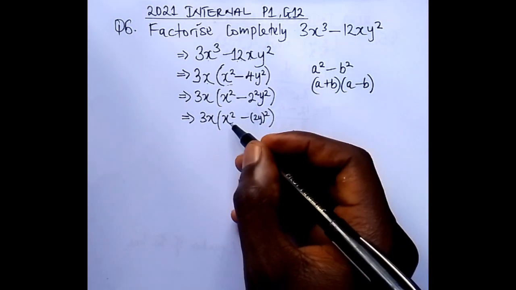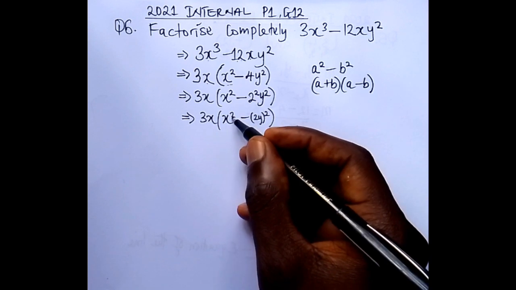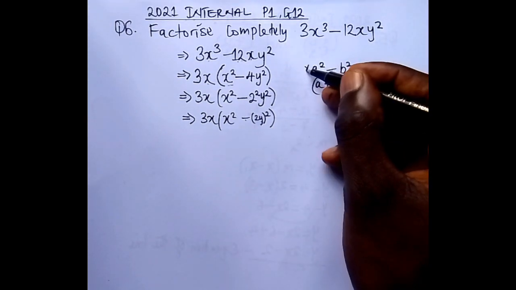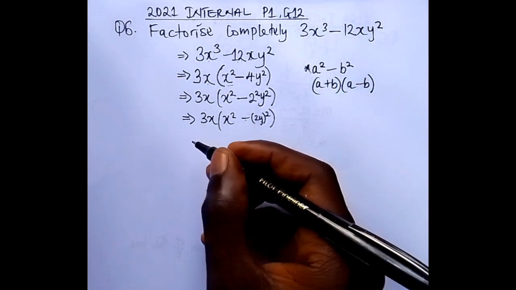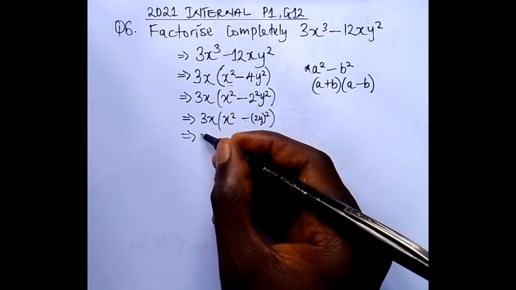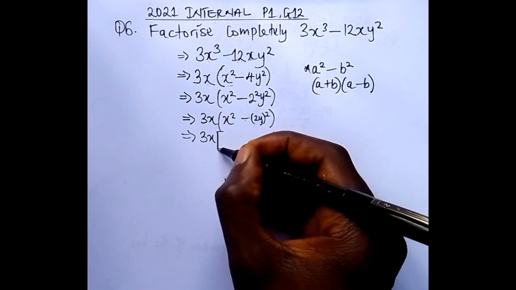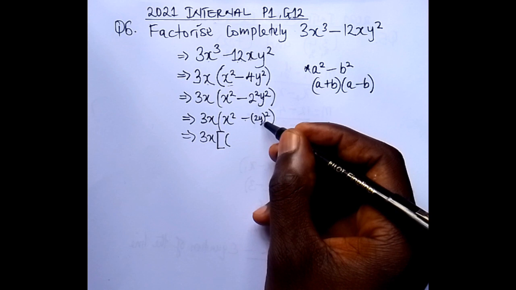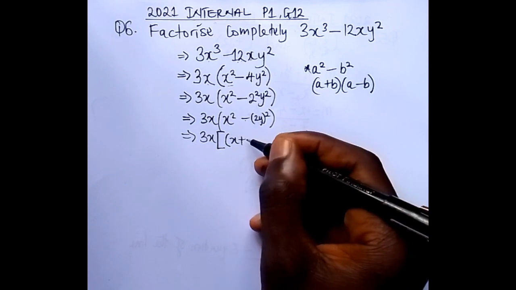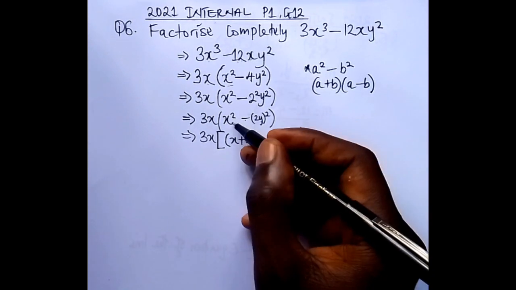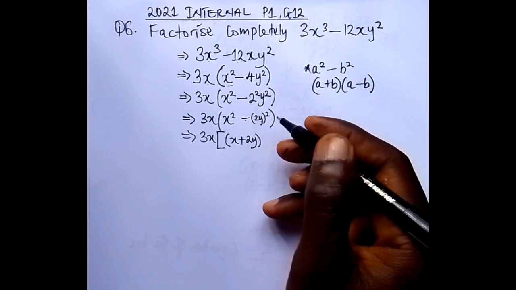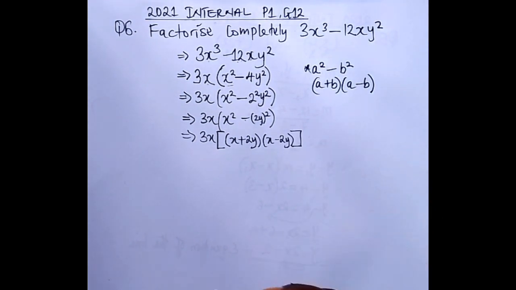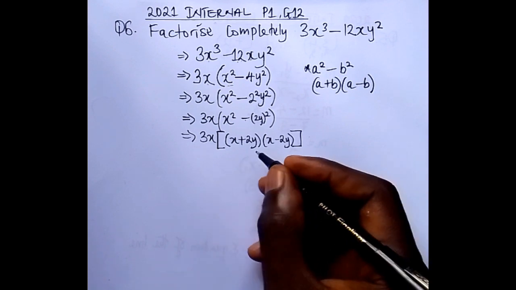So at this stage, we're dealing with the difference of two squares: x squared is subtracting (2y) squared, which is the case here. So what we're just going to do is show 3x, and here we can use square brackets: x and 2y can add, and x and 2y can subtract. So x minus 2y, close, and then we put a square bracket. And that's the solution.